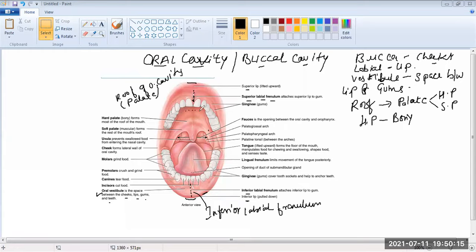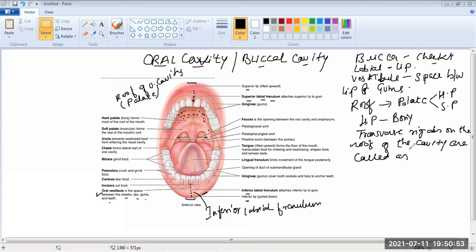You can see this, right? The inside of the roof of the oral cavity has these kinds of ridges. These transverse ridges on the roof of the cavity are called palatine rugae. It is related to palatine, palate, so it is palatine rugae. And what is its function?